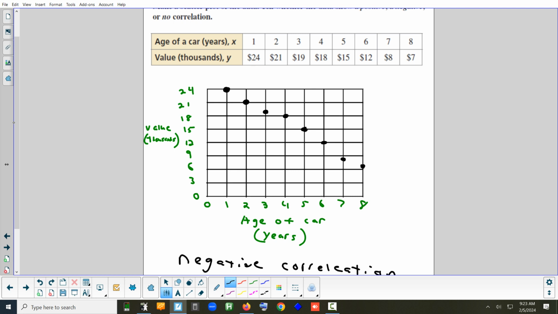We only had 8 points, so it's not that many. If we were looking at a particular car, like Toyota Corollas, maybe this is for one specific car and what its value was. But we might want to look at maybe 100,000 Corollas over time and see what happened to all the values and see if we see a similar pattern. If you see a pattern with that much data, that's a better indication of what's really happening. That's not a lot of data here.